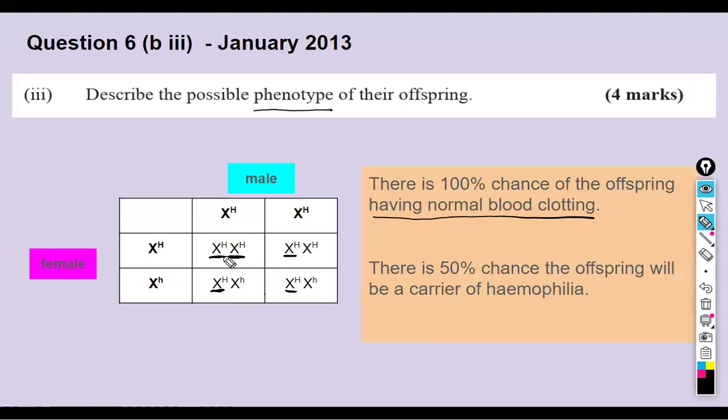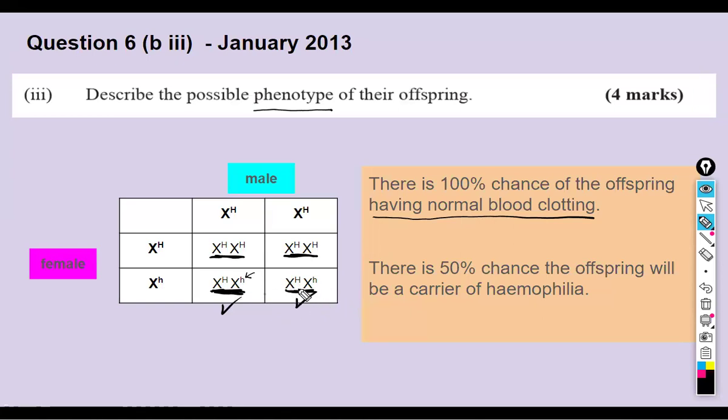The ones that have double dominant genes, well, they are definitely going to have good blood because it's co-dominance. Even this guy here, he's a carrier of the bad gene, right? The one that makes the blood not clot properly. But there's a dominant gene that the body is going to listen to. The body is going to listen to the dominant gene, which is the X capital H, which is a good one. So he's still going to have good blood. Even this guy is still going to have good blood.